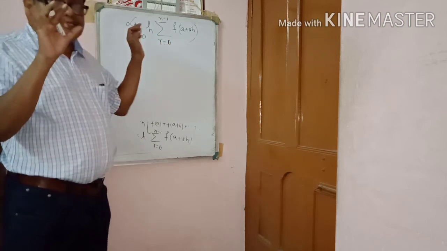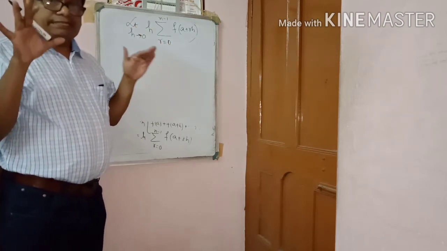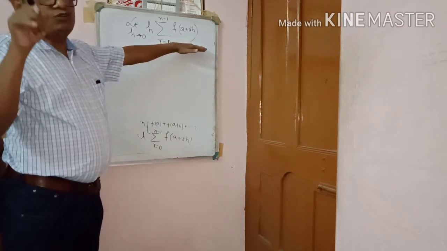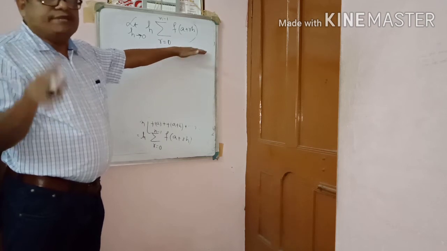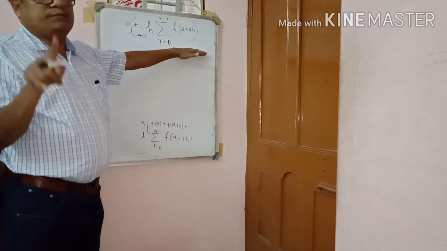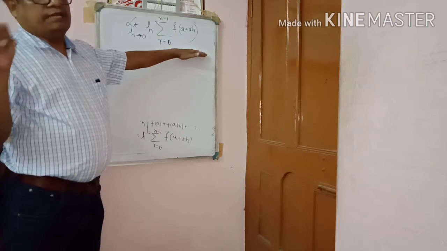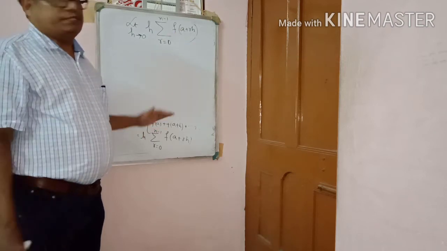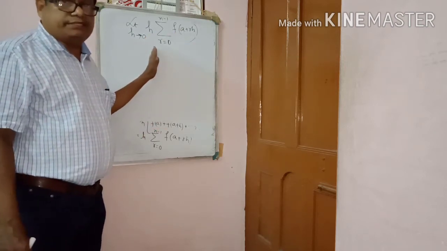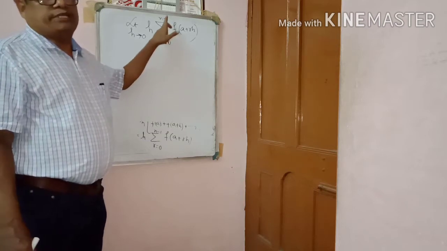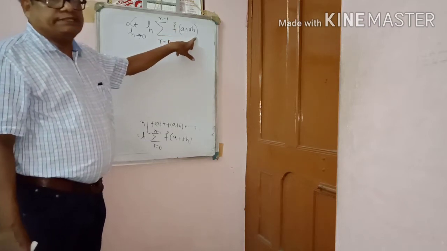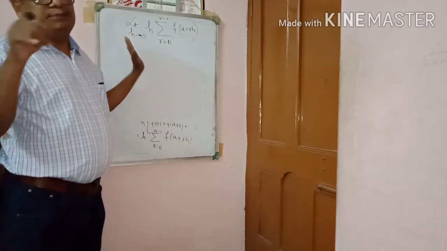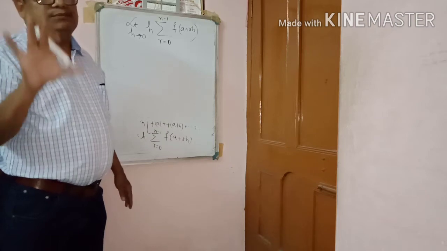If the limit exists, then this limit is called the definite integral as a limit of a sum. If the limit as h tends to 0 of h summation r equal to 0 to n minus 1 f of a plus r h exists, then this limit is called the definite integral as a limit of a sum.